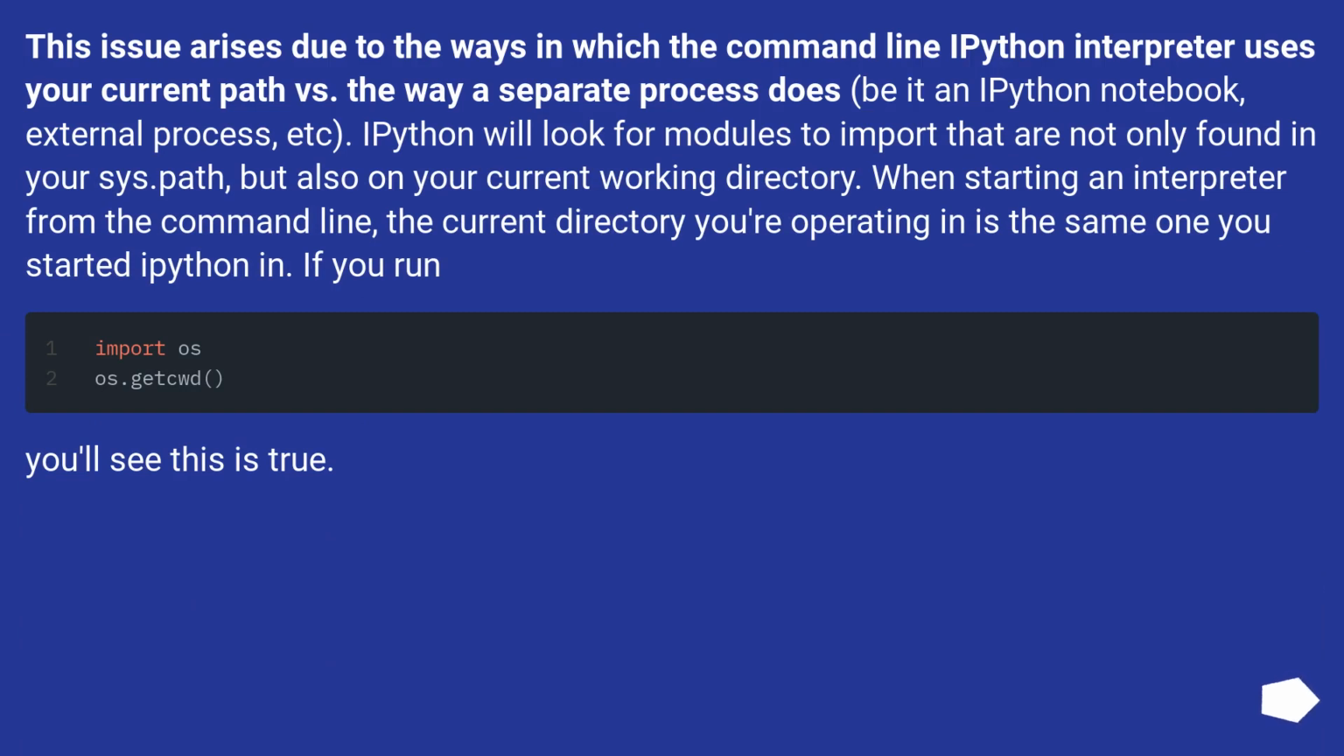This issue arises due to the ways in which the command line ipython interpreter uses your current path versus the way a separate process does, be it an ipython notebook, external process, etc. ipython will look for modules to import that are not only found in your sys.path, but also in your current working directory. When starting an interpreter from the command line, the current directory you're operating in is the same as when you started ipython. If you run this, you'll see this is true.